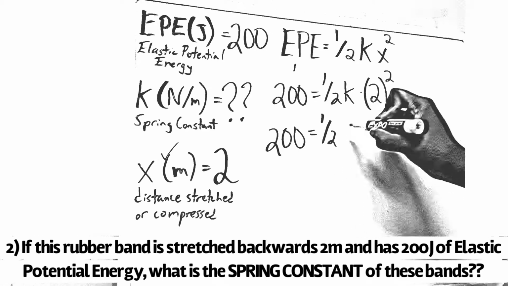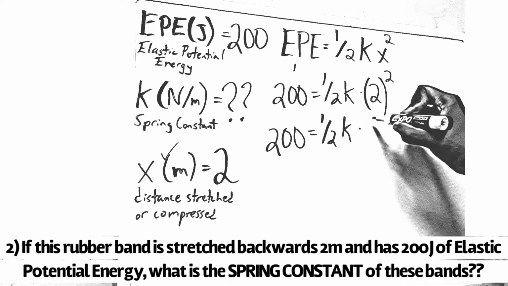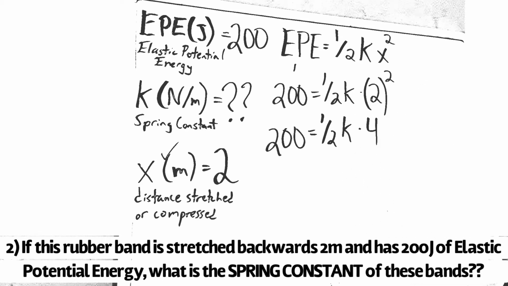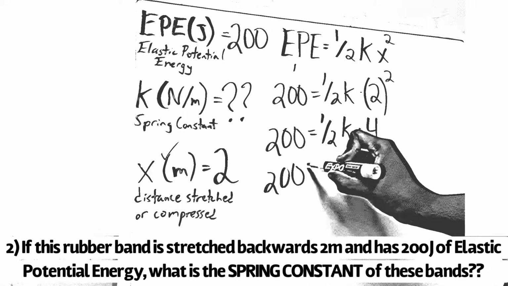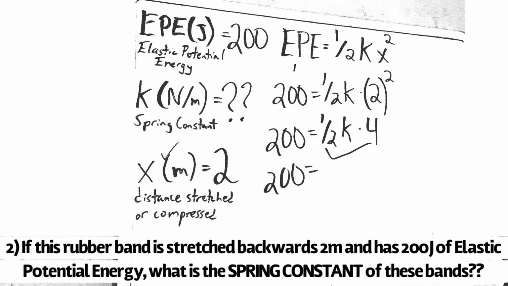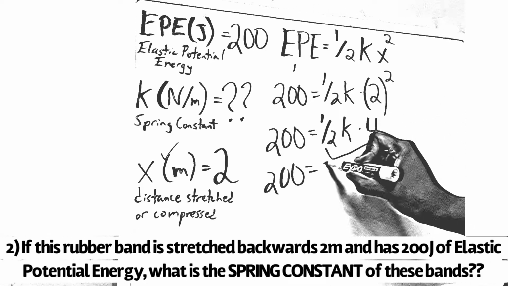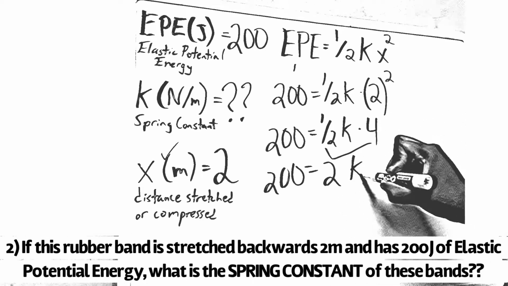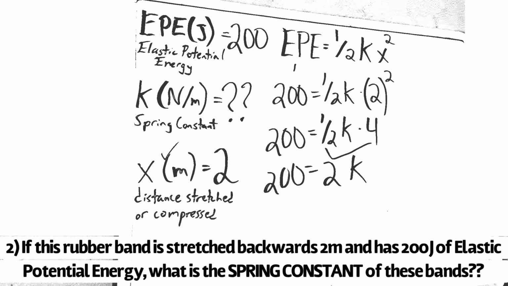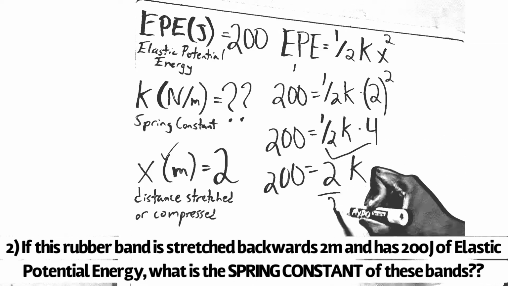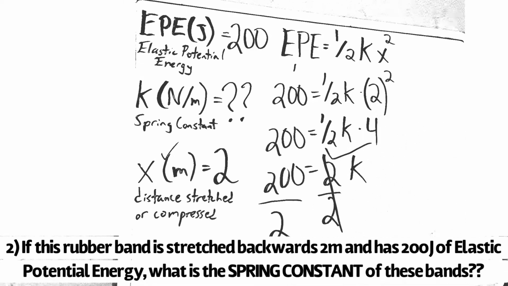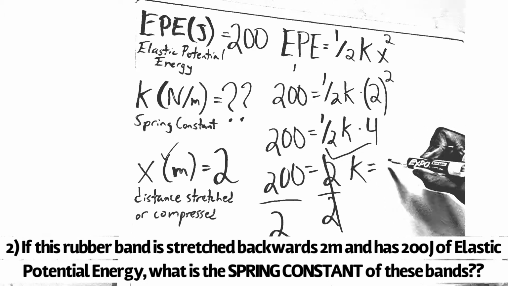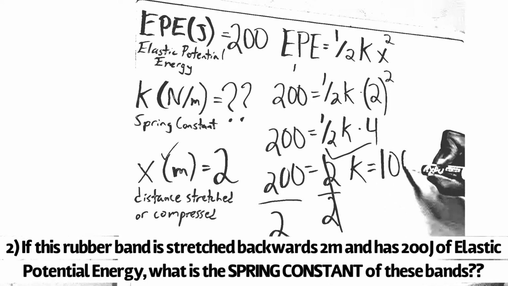I'm just going to rewrite that. And we know that 2 squared is 4. Come on down, write it again. 200 is equal to half of K times 4. Half of 4 is 2, and then we'll multiply that by K. Then we'll divide by 2 since it's being multiplied by 2 when we want K by itself. Those 2's cancel, and therefore 200 divided by 2 is equal to 100. So K is equal to 100.